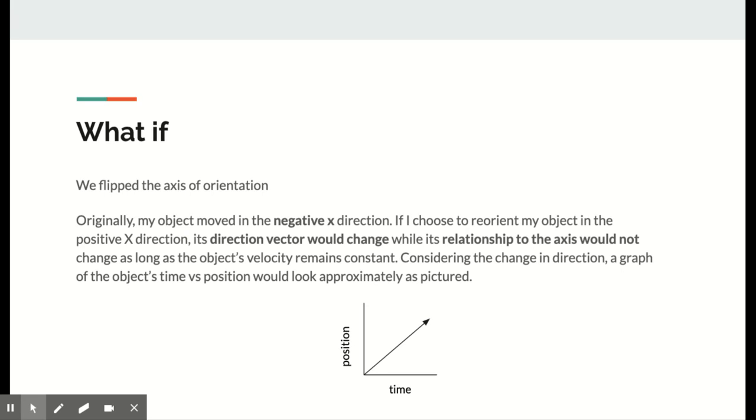What if we flip the axis of orientation? Originally, my object moved in the negative x direction. If I chose to reorient my object in the positive x direction, its direction vector would change, while its relationship to the axis would not change as long as the object's velocity remains constant. Considering the change in direction, a graph of the object's time versus position will look approximately as pictured, with the arrow facing up towards the right.